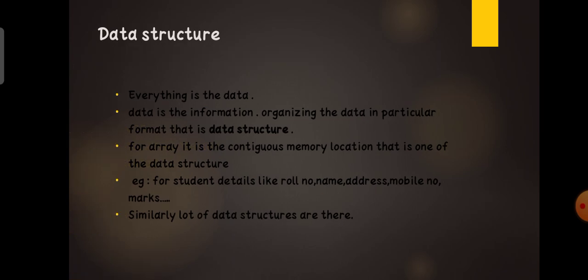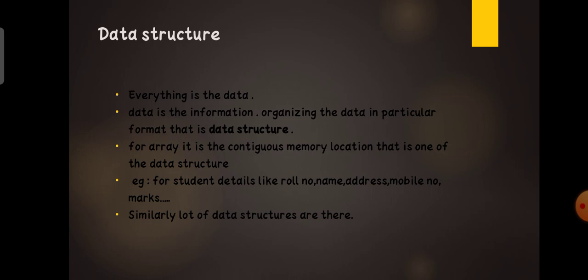First of all, let's explain what a data structure is. Everything is data. Data is information. For example, student details: a name, a roll number, address, mobile number. These are the details for registering the student. Another example is a textile shop: customer name, customer mobile number, what they purchased, the amount purchased, what discount for each item. These are also data. Everything is data. Organizing the data in a particular format is a data structure.